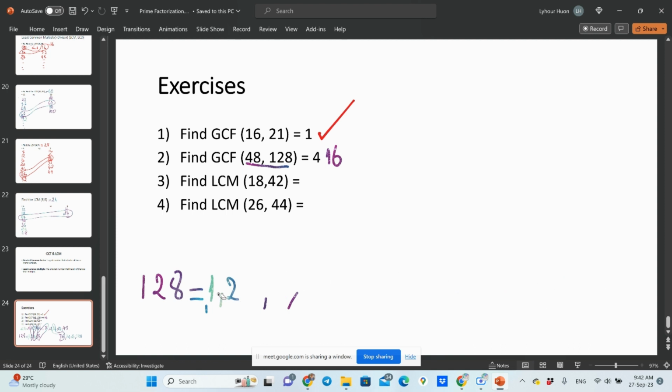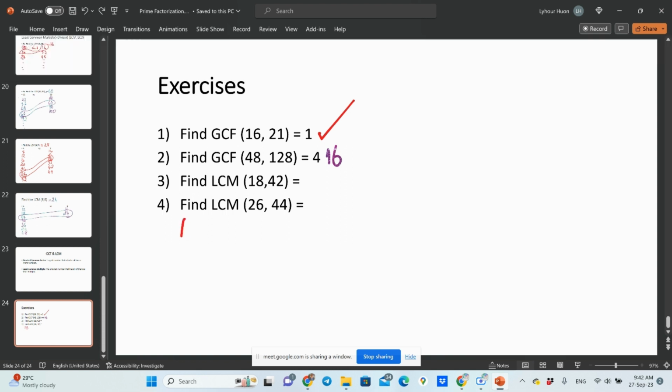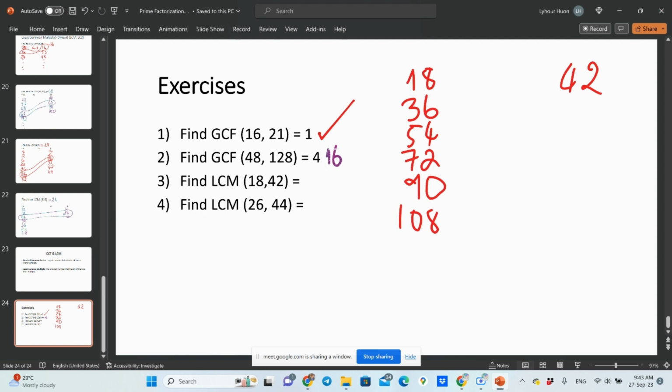Now we come to the LCM. It's a totally different method. So for 18 and 42, we should do this. Multiples of 18: 18, 36, 54, 72, 90, 108, 126, and so on. We don't know if we have reached the result or not, but let's check with 42 first.